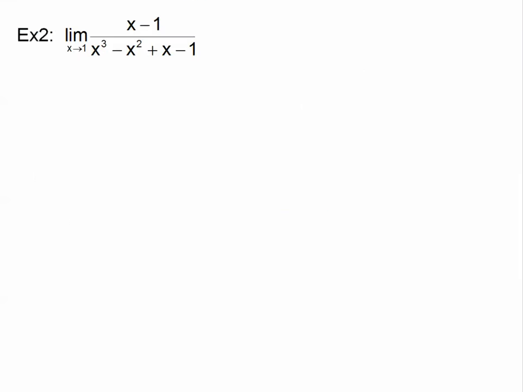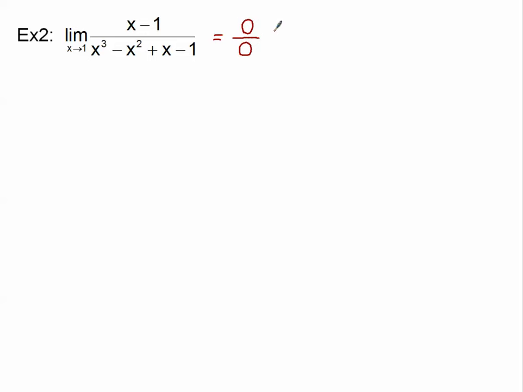So let's look at our second example. The limit as x approaches 1. Let's first try plugging a 1 into the denominator. We get 1 cubed minus 1 squared plus 1 minus 1. Well, that would be 1 minus 1 plus 1 minus 1. That does equal 0. And lo and behold, when we plug a 1 into the numerator, we also get 1 minus 1, which is 0.